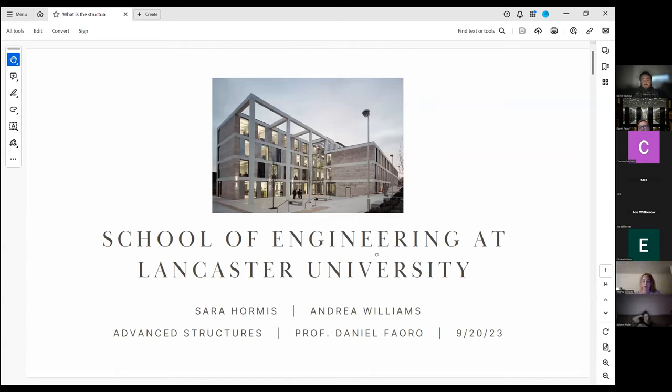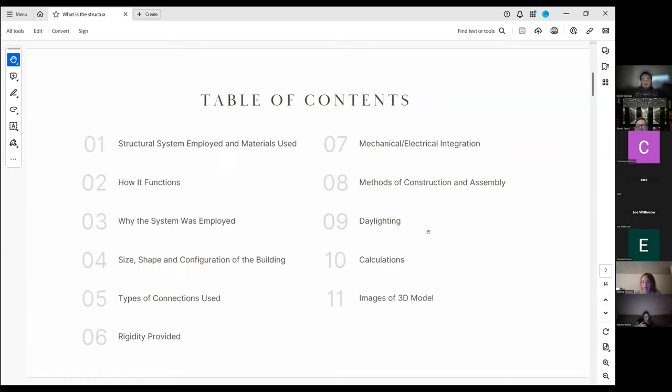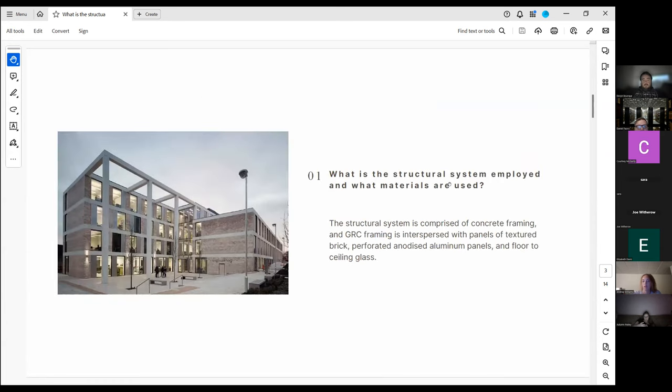So we had the School of Engineering at Lancaster University. For the structural system that was employed and the materials used, it's comprised of concrete framing and GRC framing, which is interspersed with panels of textured brick, perforated anodized aluminum panels, and then floor-to-ceiling glass.